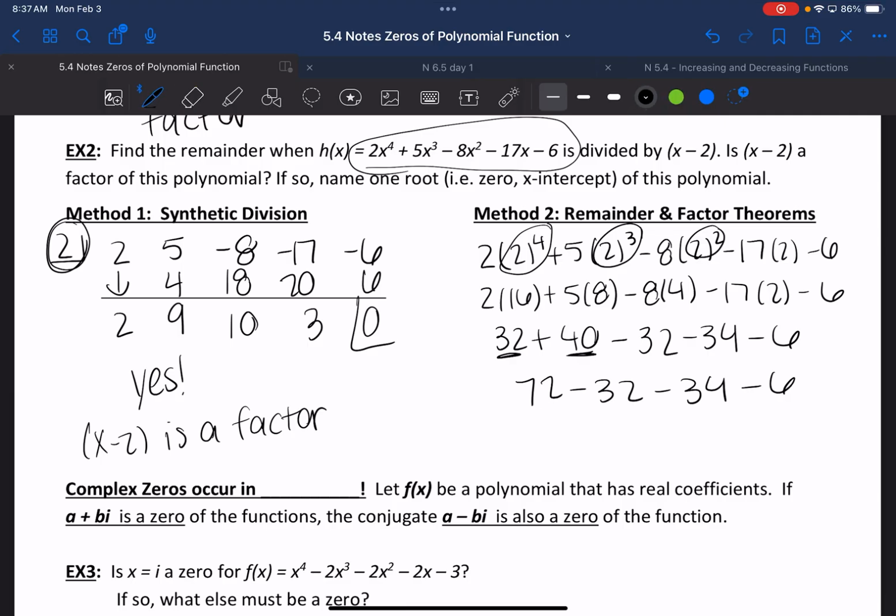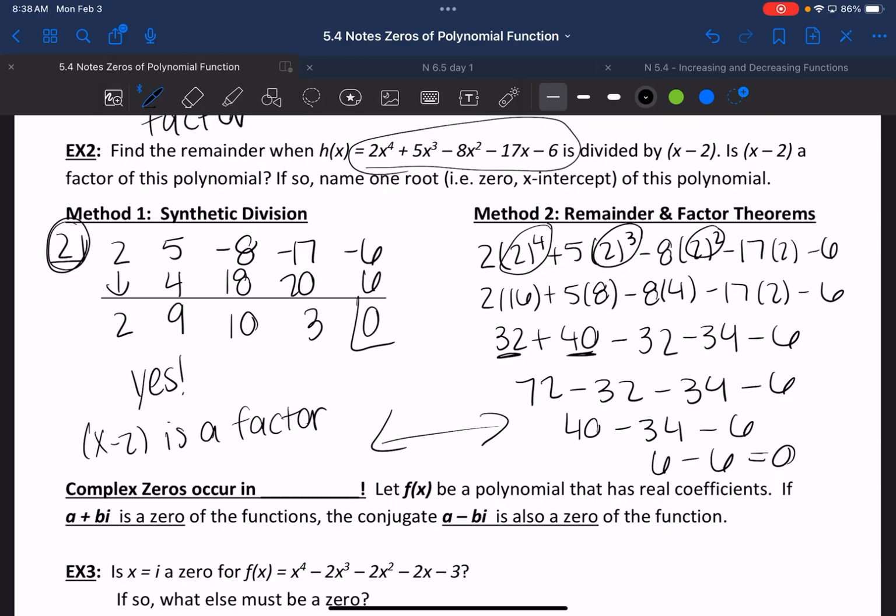Okay, and what is 72 minus 32? 40. So I've got 40 minus 34. And what is 40 minus 34? 6. And what is 6 minus 6? 0. Okay? So because it did end up giving us 0, that means there was no remainder, right? So that's why both of these methods will work. Both of these gave us the same outcome.